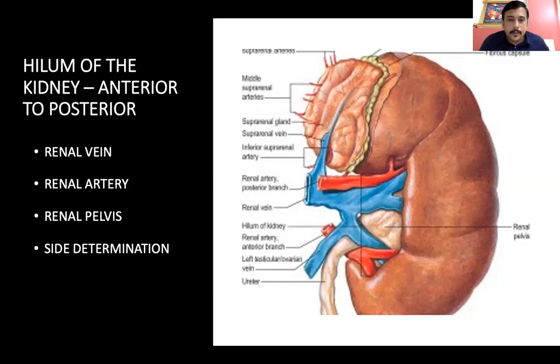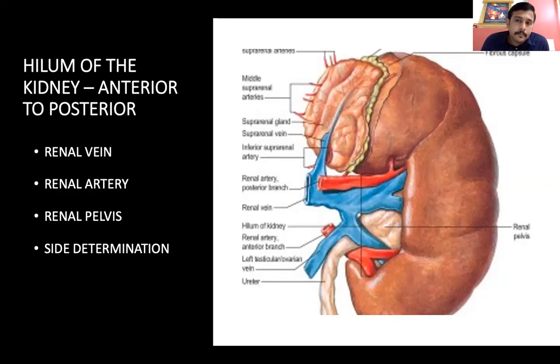Yeah. See, the accessory renal artery is actually nothing but a branch of the renal artery itself. Very rarely, it will branch out from the aorta. Otherwise, it is actually branching out from the renal artery before the renal artery enters the hilum. That is what the accessory renal artery is meant to be.